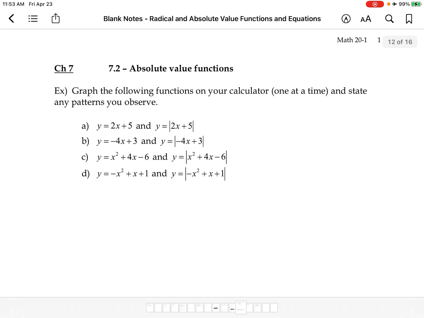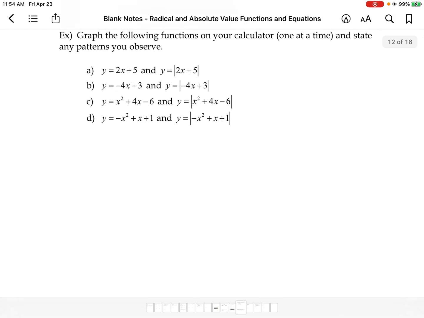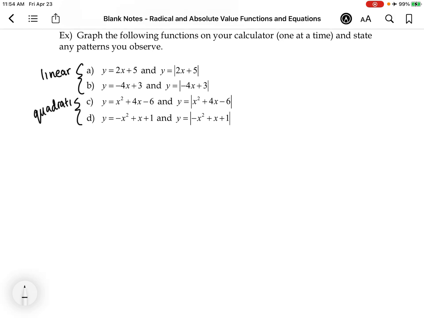I don't have a graphing calculator on my iPad, so what I did was I took screenshots of the graphs of these, which I'm going to show you in a moment. Okay, so we've got 4 examples. A and B are linear functions, where the original function is linear. And C and D are where the original functions are quadratic. We're going to graph these one at a time and just see what happens.